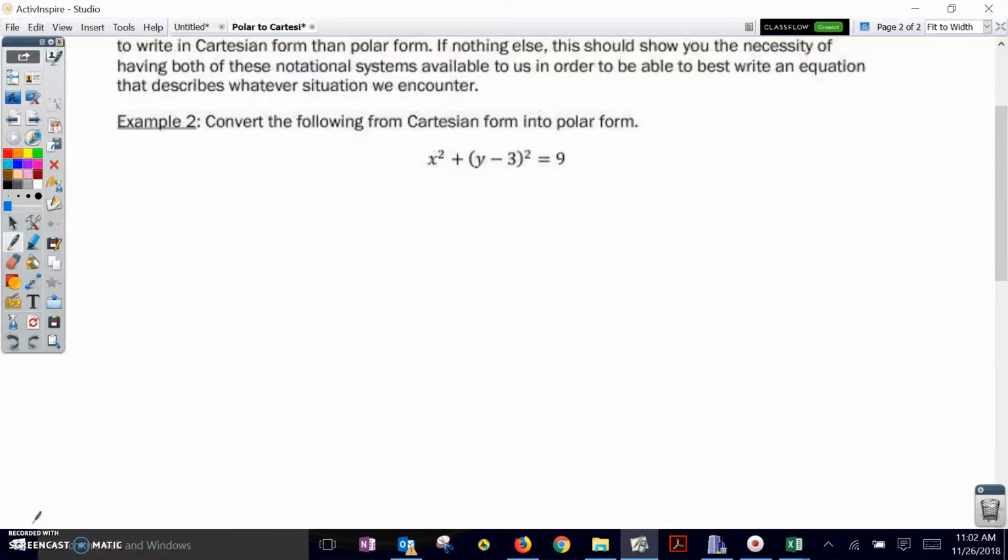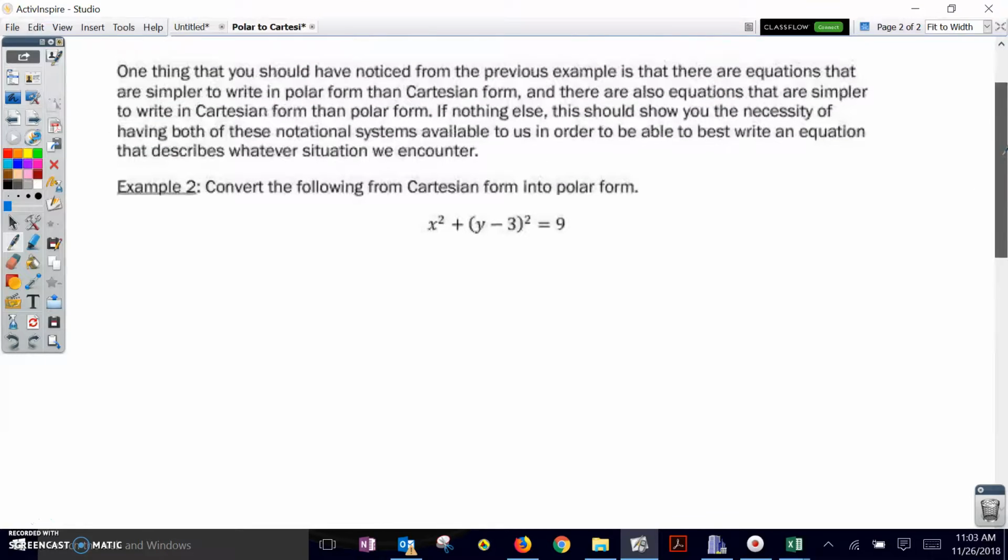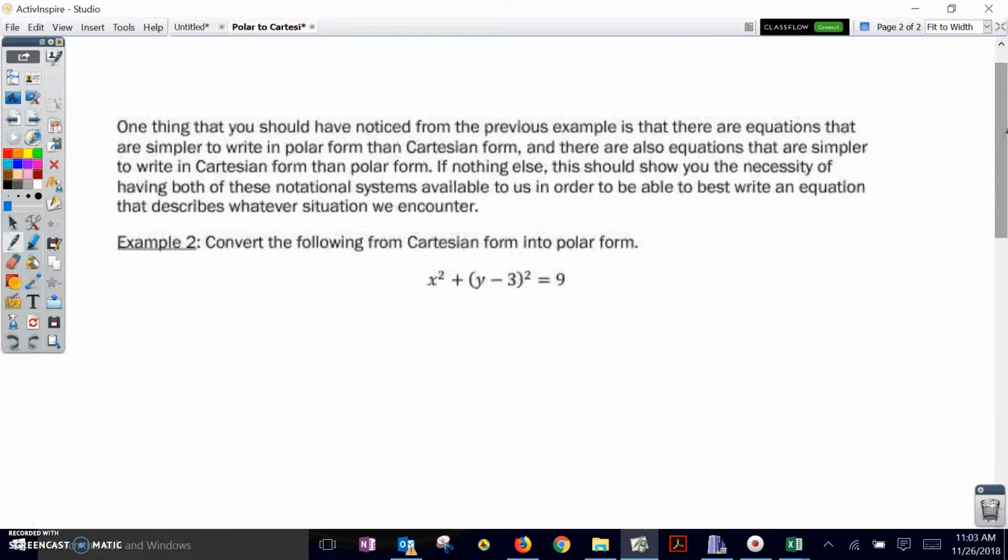Alright, welcome back everybody. In this video we're going to look at the last two examples from the polar to Cartesian conversions lesson. We'll start here with example 2. We're going to convert x squared plus the quantity y minus 3 squared equals 9 into polar form.